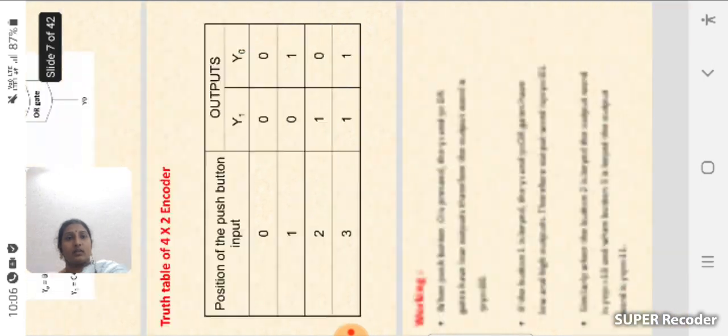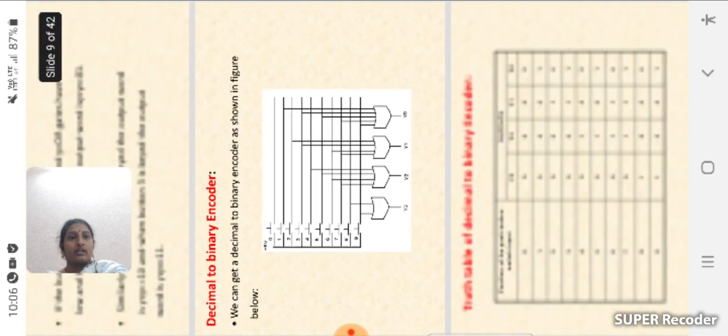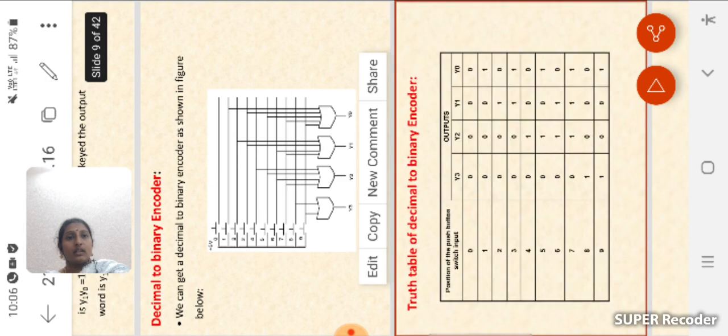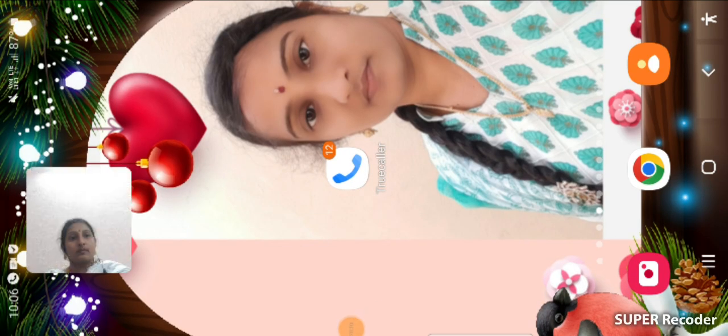Okay, see here, this is the truth table of our circuit. So our BCD encoder truth table is here.